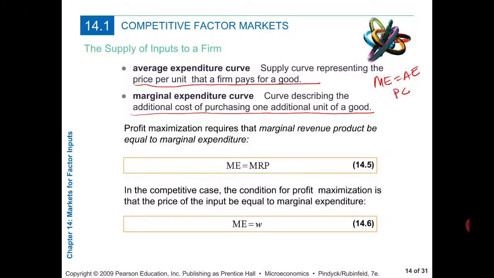Okay, so what's the equilibrium here? ME equals MRP. Yeah, you can take either one. So ME equals MRP. And since MRP must always equal W, ME is also equal to W. In other words, we are saying that the condition for profit maximization is the price of input to be equal to marginal expenditure.